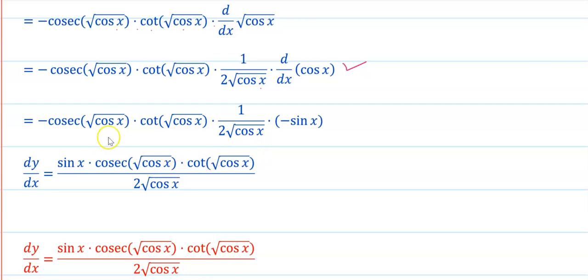Next, normal simplification है. काय काय numerator लेणार? This is the minus sign and minus, that overall it will become plus. First we will write this sin x. Next, cosec in root of cos x into cot in root of cos x upon 2 root of cos x, and this is the answer.